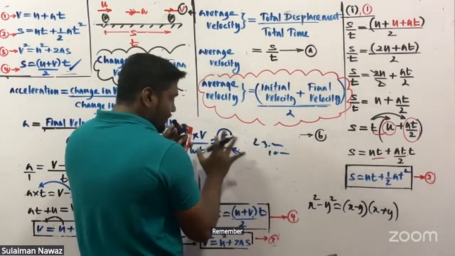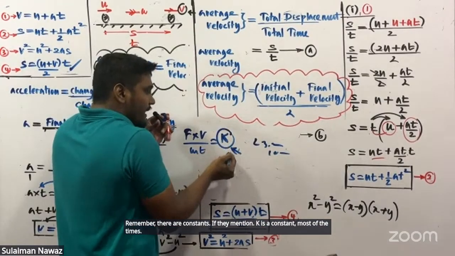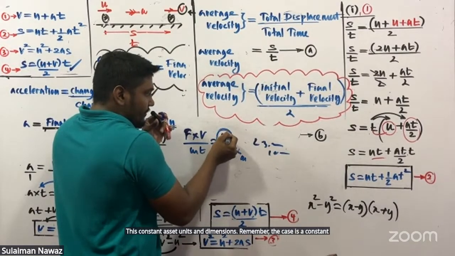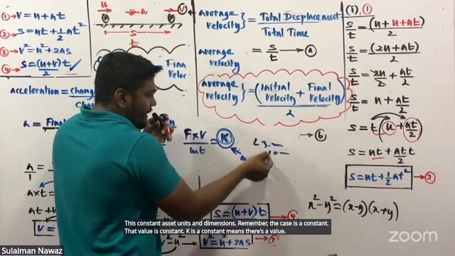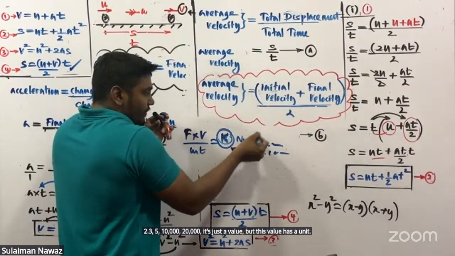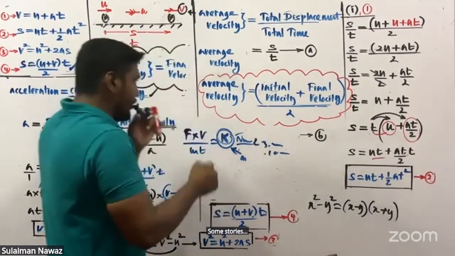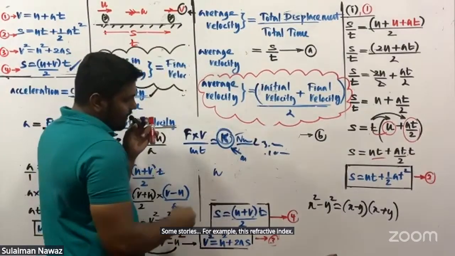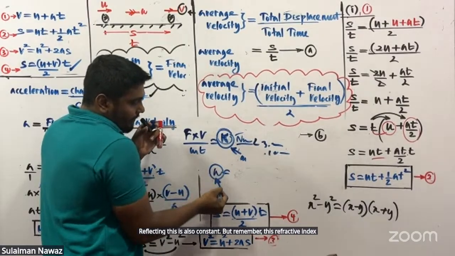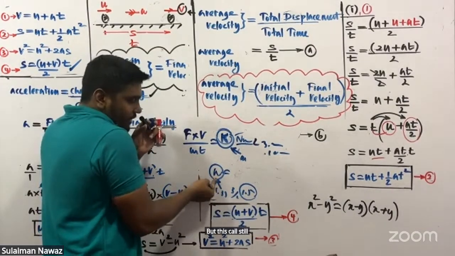Remember, if they mention k is a constant, most of the time this constant has units and dimensions. K is a constant means it has a value like 2.3, 5, 10,000, 20,000. It's just a value, but this value has a unit, like Newton per meter square, a kind of unit and dimension. For example, refractive index is also a constant, 1.33, 3 over 2, 1.5. But this constant does not have any dimensions.